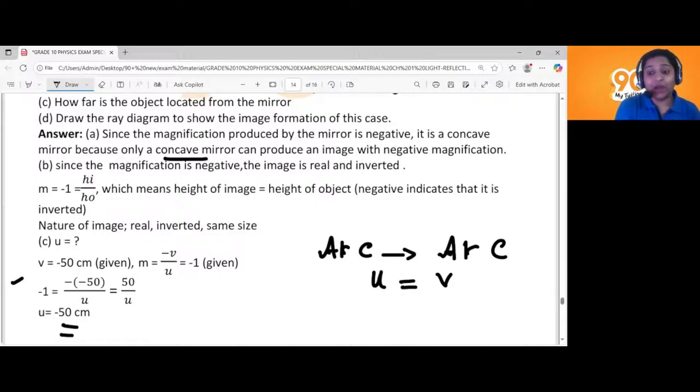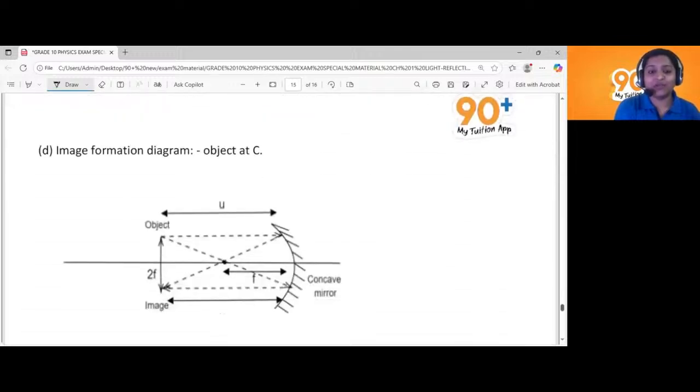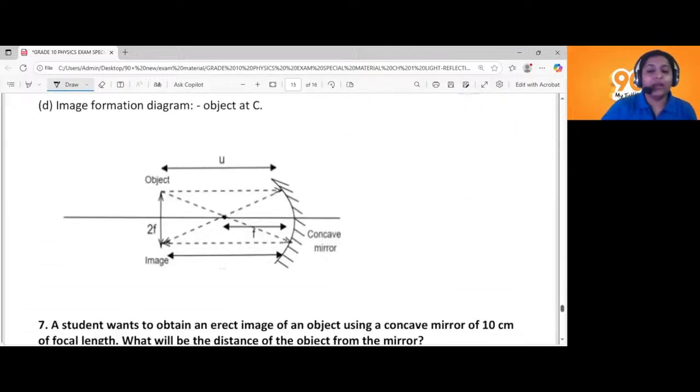Ray diagram. How to draw a ray diagram? Keep the object at C. Image is also formed at C. Image formed is real, inverted, and same size. So here, the focal length is marked, focus is marked, the pole is marked, and 2F. What is 2F? It is C. Okay, C is marked. The object is kept at C.